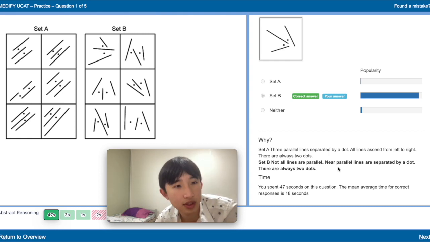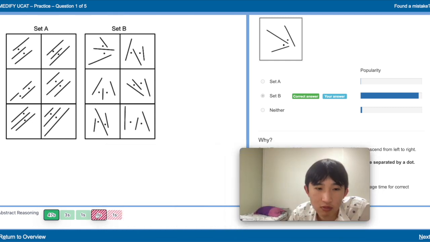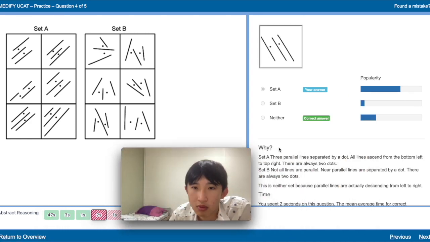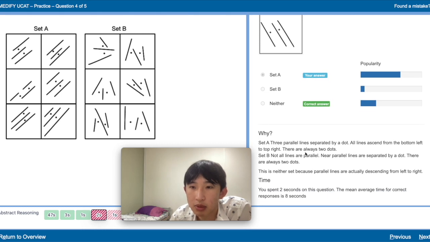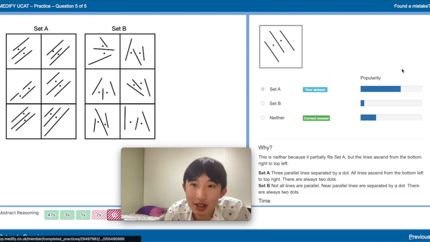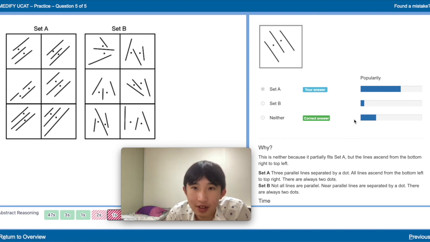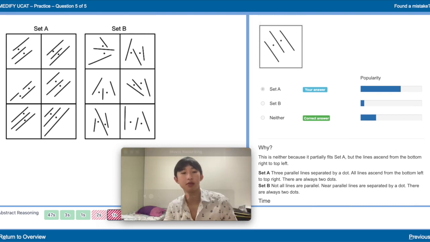Three parallel lines separated by a dot. All lines are sent from left to right. There are always two dots. Three parallel lines separated by... all lines sent from bottom left, left to right. Wow. You tricky bean. I like how the... tricky bean.